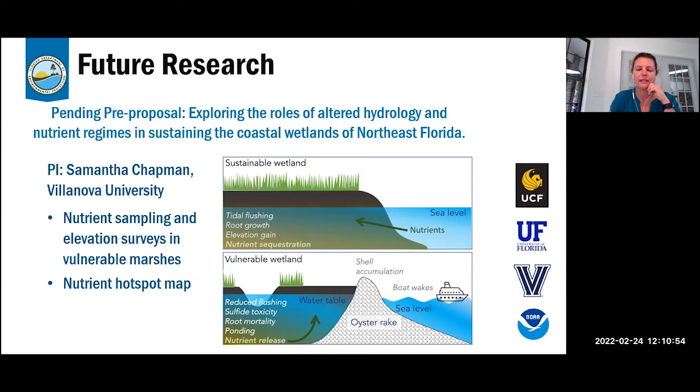But when you have altered hydrology, with things like oyster rakes that line our intracoastal waterway, the wetlands behind those rakes can have reduced flushing and may be releasing nutrients into the system, as well as fragmenting and losing parts of the wetland. So we find out, I think, next week whether this project got funded or not. It's another science collaborative project, so everyone keep your fingers crossed. And whether or not this gets funded, this is definitely an area of future research. So I hope that we'll be seeing more about this next year.